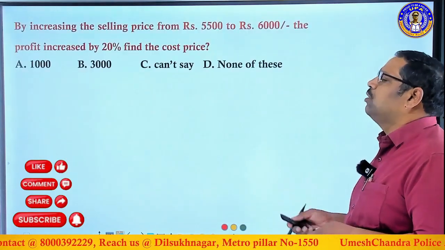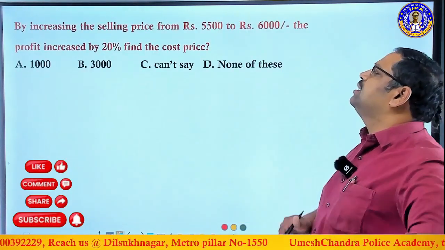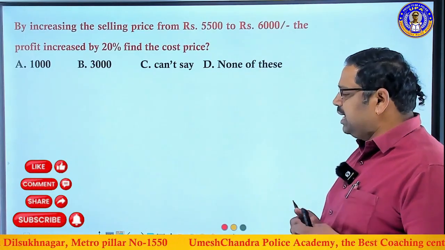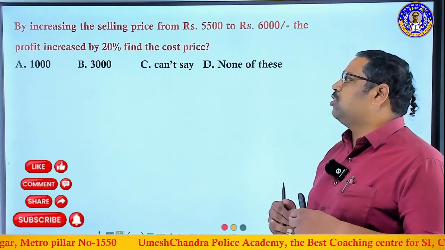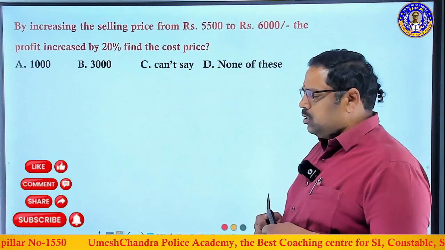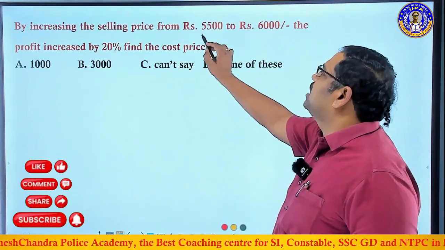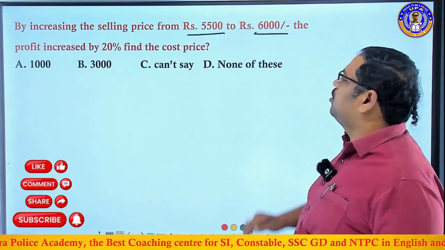All right, suppose we go to the first question. By increasing the selling price from 5,500 to 6,000, the profit increased by 20%. Find the cost price. Okay, so by seeing this type of question, in general, students feel that by increasing the selling price from 5,500 to 6,000, right?